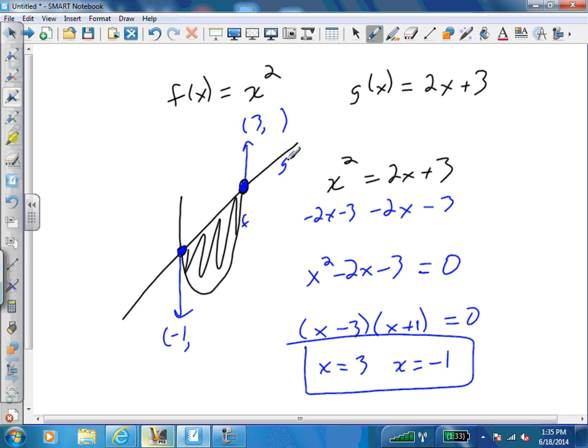Now, I drew this for you, so you know from looking at it which function's on top. Which one is on top, G or F? G. This is G, this is F. So to get our area, we go from negative 1, the left side, to 3, the right side. We do the top function minus the bottom function.